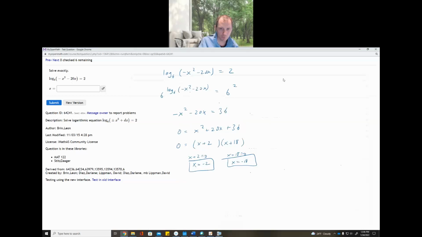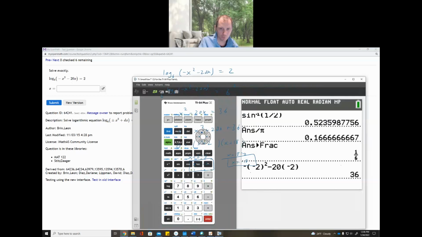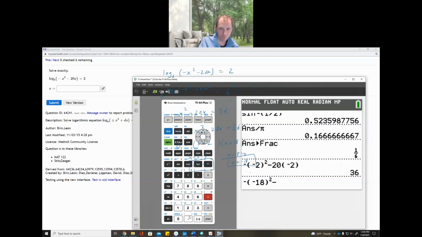Okay, so I try the same thing again with negative 18. So I take negative 18 squared minus 20 times negative 18.